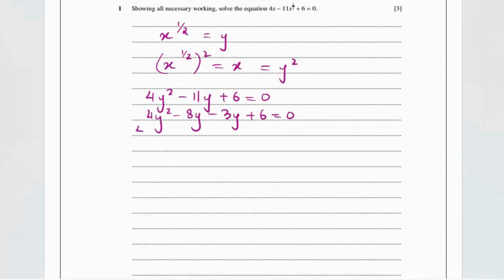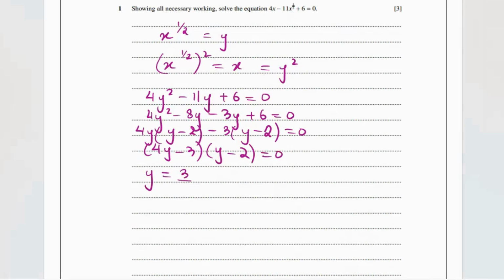In the first two terms we have 4y common. So y minus 2 in the bracket. In the last two terms we have negative 3 common. y minus 2 in the bracket. (4y minus 3) bracket (y minus 2) equals 0. One value of y is 3 over 4 and the other is 2.